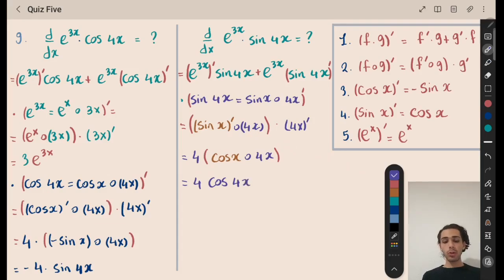So it's not just 4 cosine x. It's not just cosine of 4x. It's 4 cosine of 4x. And if we plug all of these three things in, we get the answer. At least for the sine one, you can notice that the derivative of e to the 3x is 3e to the 3x.